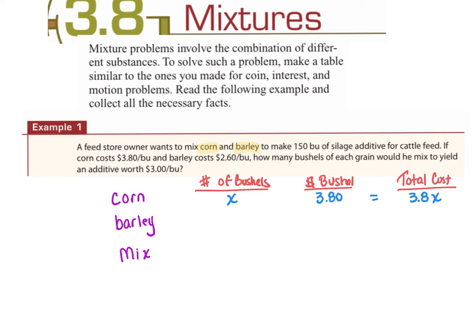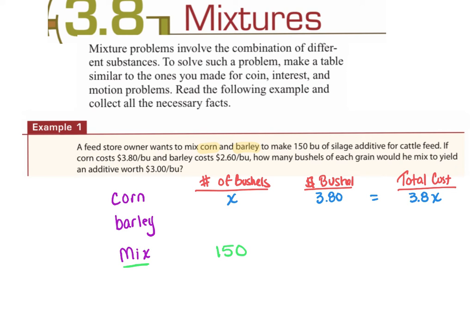What about the barley? Do we know how much barley we have? We don't, right? But we do know something else. We know the total amount that he wants. He wants in total 150 bushels of all of it, right? Does that make sense? At the very beginning, he says he wants to mix corn and barley to make 150 bushels of additive. So we can jump down to this total mix here, right? And we know this is 150.